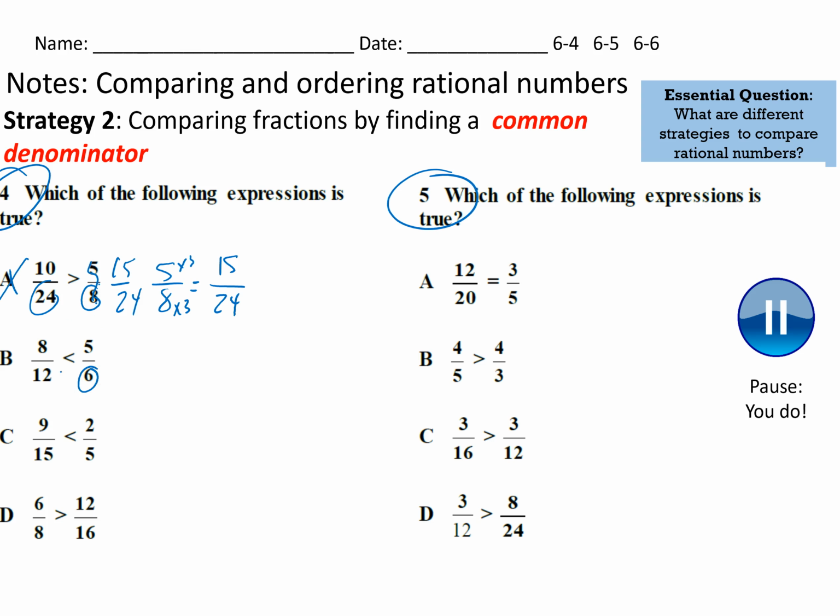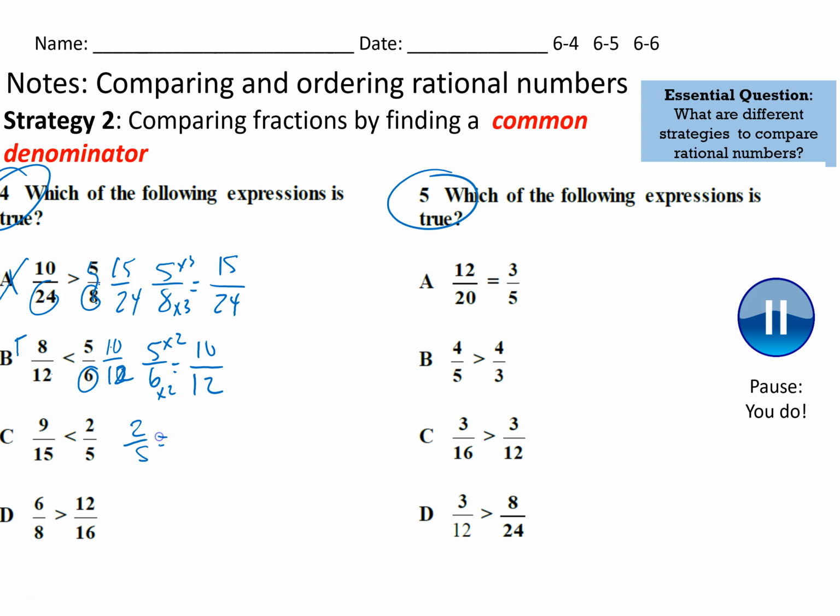That's wrong. 6 is a factor of 12. So I'm going to convert 5/6. 6 times 2 is 12. 5 times 2 is 10. So 5/6 is equal to 10 12ths. 8 12ths is less than 10 12ths. This one's probably true. Let's go ahead and do another one.